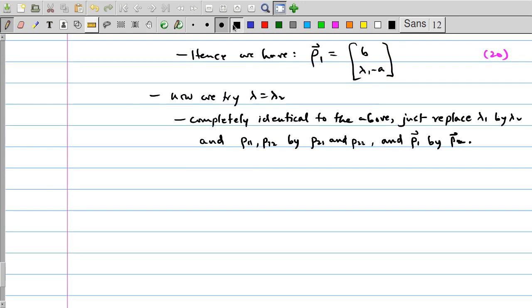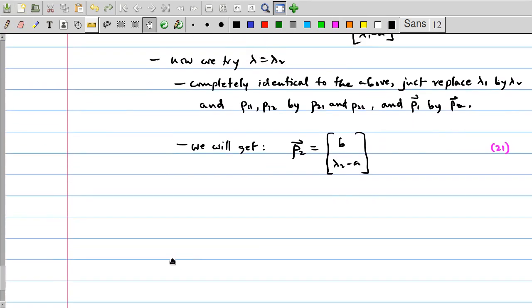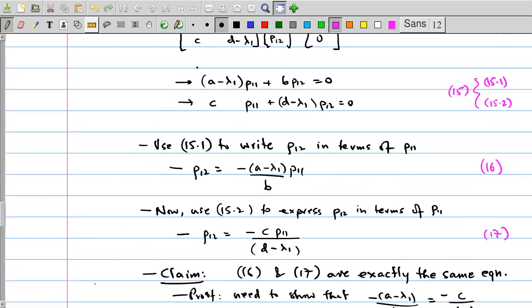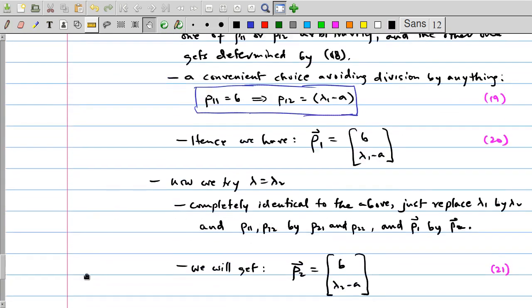exactly identically P2 equals the same B, and lambda 2 minus A. Right. 21. Okay, how long has all that taken? Almost an hour. Okay, never mind. So it's worth going through it once. Do you have to go at any point? No.